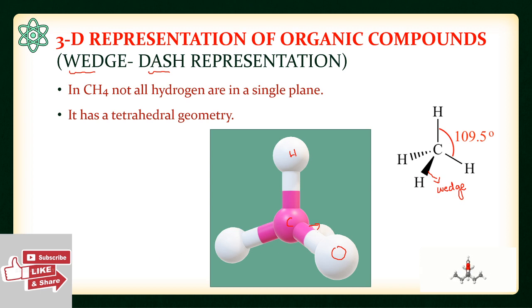Now the hydrogen atom which is away from the person looking at it, or into the plane, that is this hydrogen atom which I have circled with blue, is represented by the dash. This represents the atom which is into the plane or away from the user looking at it. So this type of representation is known as the wedge dash representation, where the wedge represents the atom which is out of the plane and the dash represents the atom which is into the plane.